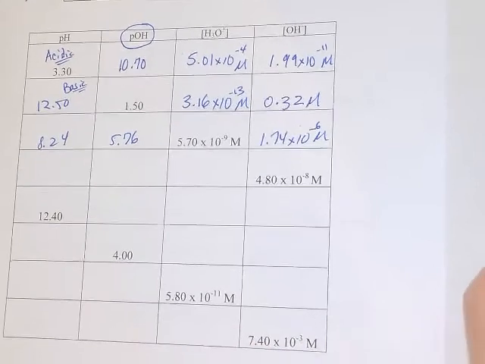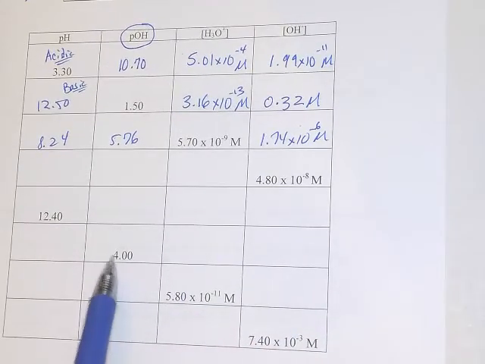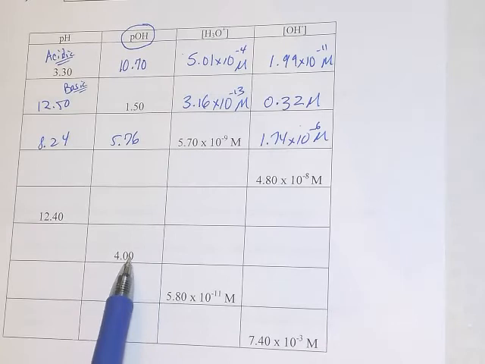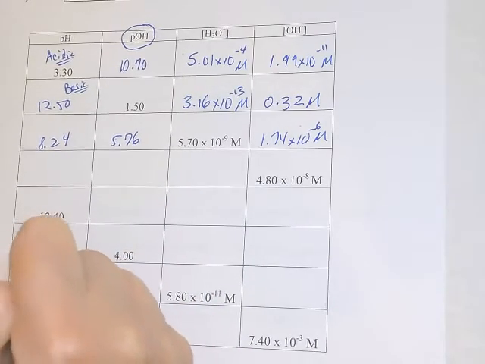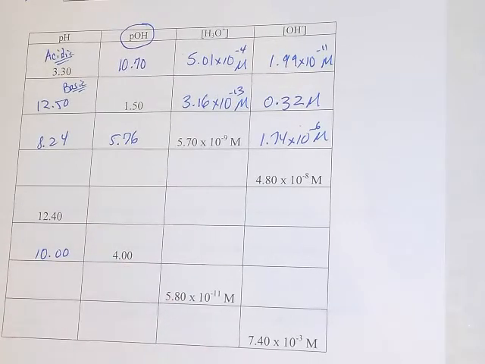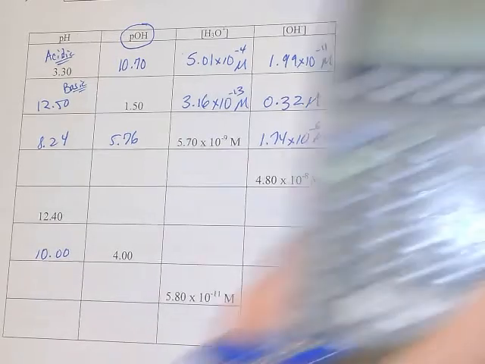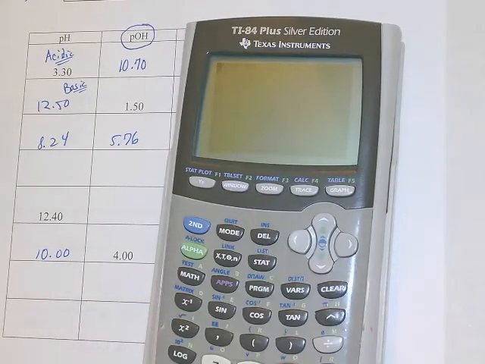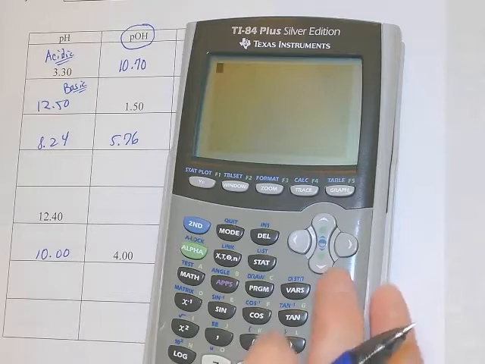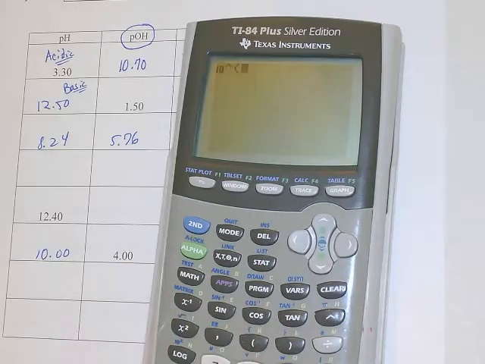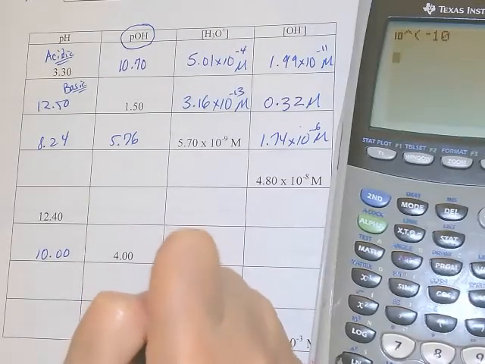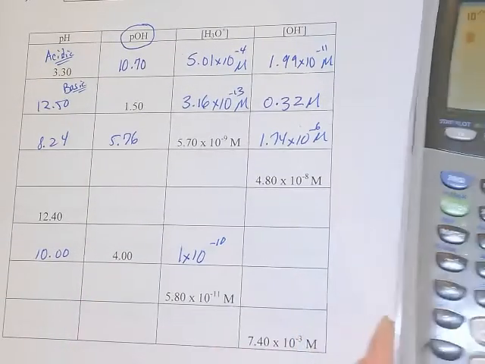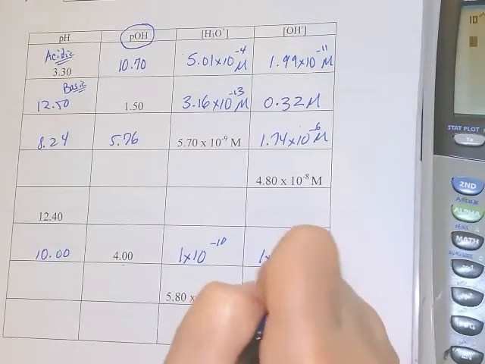If you did not get this from the last or first video, if you have a pOH of 4, then 14 minus that is going to give you a pH of 10. If you take the antilog of negative 10, you're going to get 1 times 10 to the negative 10th. And of course, you're going to get 1 times 10 to the negative 4th for the hydroxide.